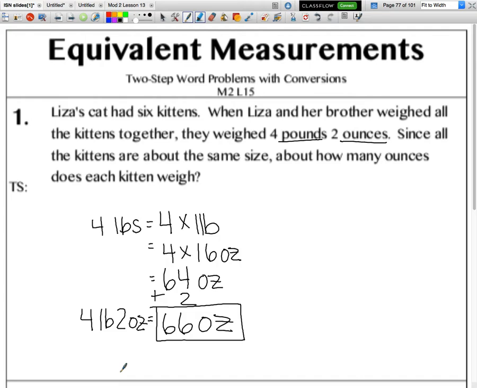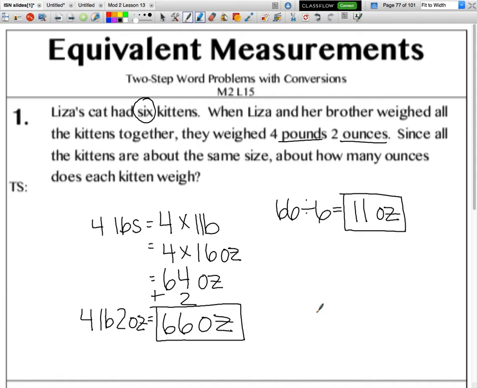But that's not what it asked for. It says since all the kittens are about the same size, about how many ounces does each kitten weigh? So I have total, all 6 kittens together is 66 ounces. And I have 6 kittens. So I'm breaking this 66 ounces into 6 equal parts per kitten. So 66 divided by 6 is 11. So each kitten weighs 11 ounces.